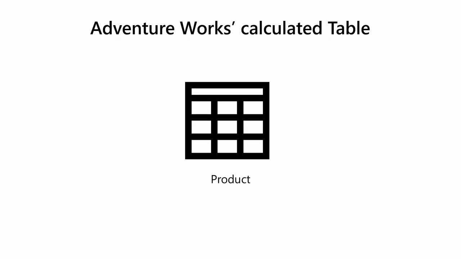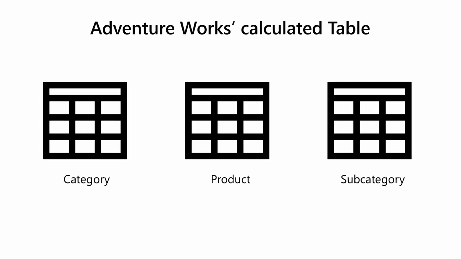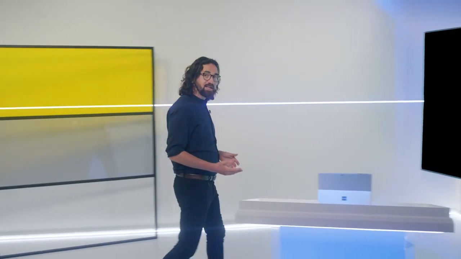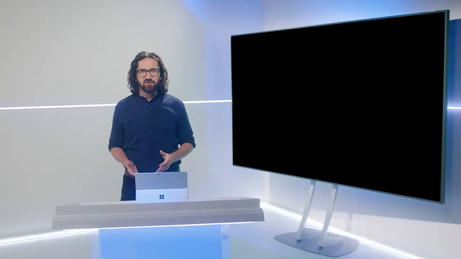Calculated tables can also be used to normalize dimension tables. AdventureWorks can use DAX to split their product dimension table into category and subcategory tables. This creates a hierarchy that enables more efficient data exploration and reporting. Now that you're familiar with creating and cloning calculated tables, let's help AdventureWorks.